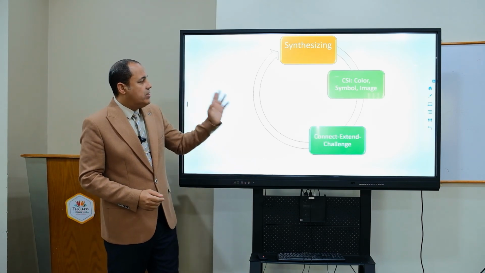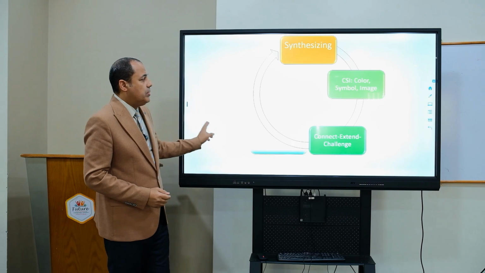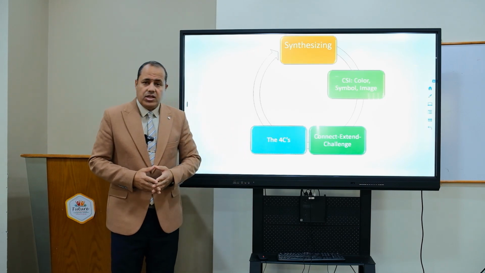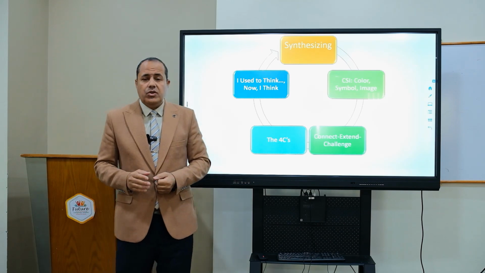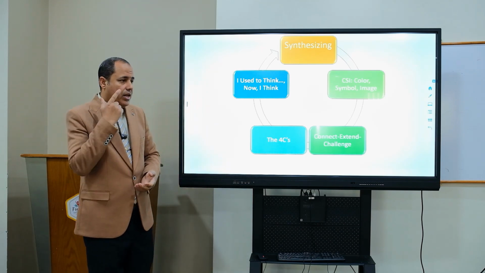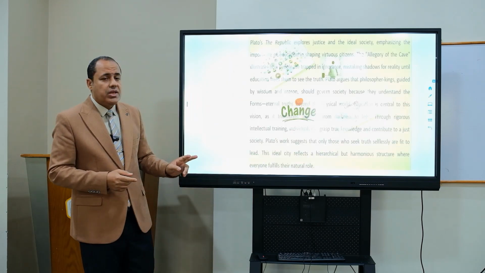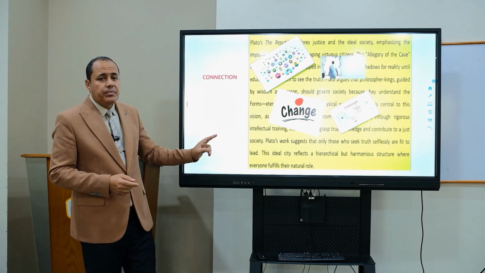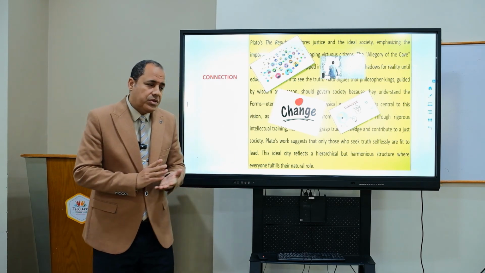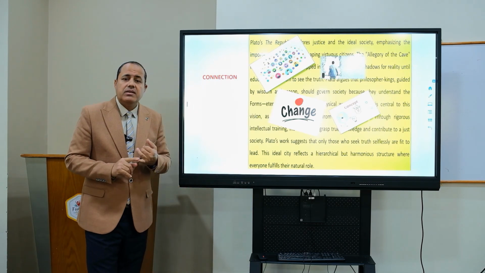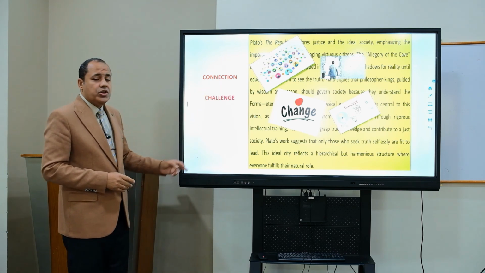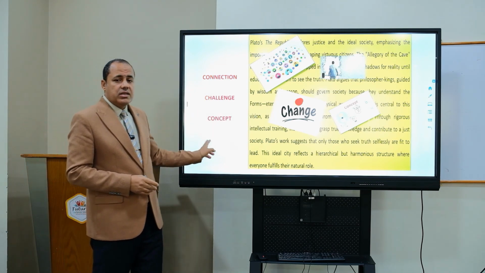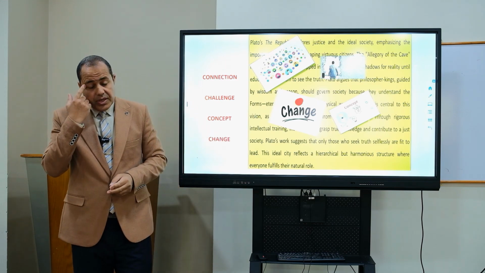The first one is CSI: color, symbol, image. The second one, connect, extend, challenge. The third one, the 4 C's. The fourth one is I used to think, now I think. Let's dig deeper and think about one of those, and our choice will be the 4 C's. Each word has C as the initial. The first one is connection, the second one challenge, the third one is concept, the last one is change.